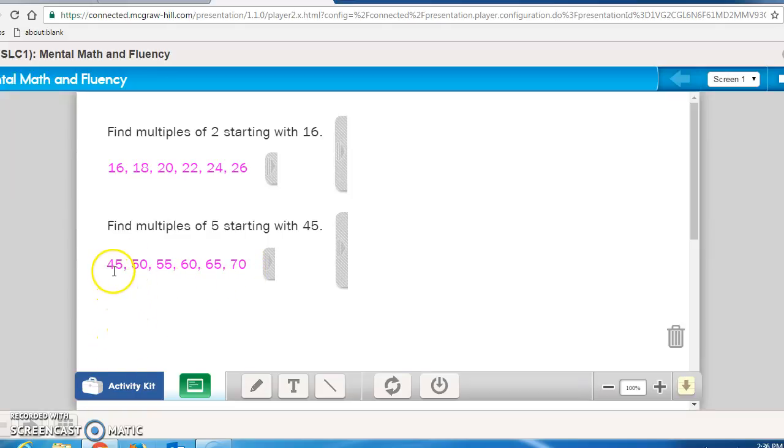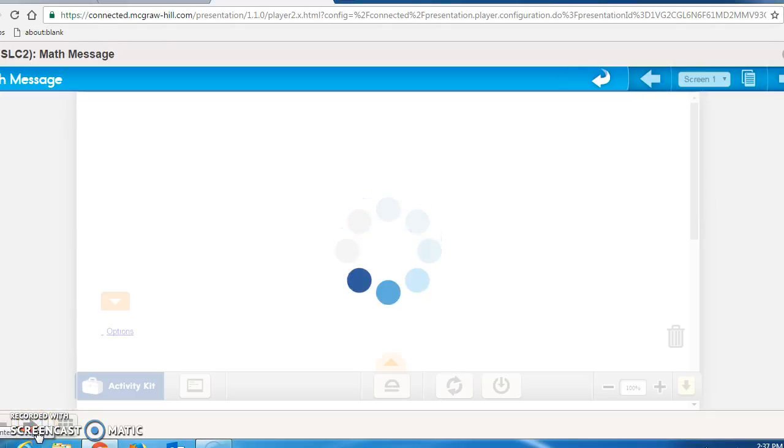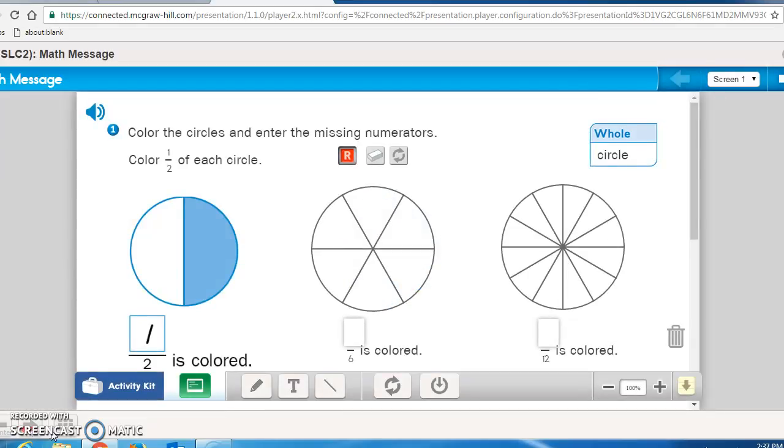5 times 9 is 45. 5 times 10 is 50. 5 times 11 is 55. 5 times 12 is 60. 5 times 13 is 65. And 5 times 14 is 70. Always look for those patterns when looking for multiples of a number.